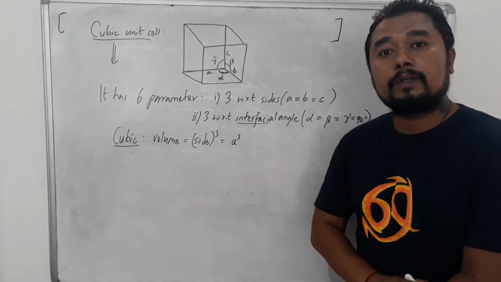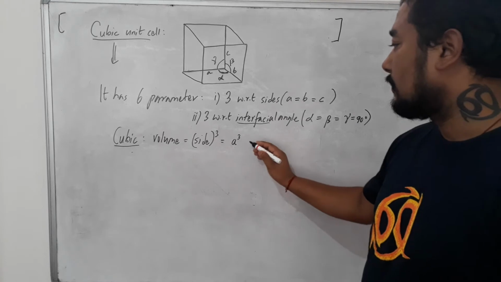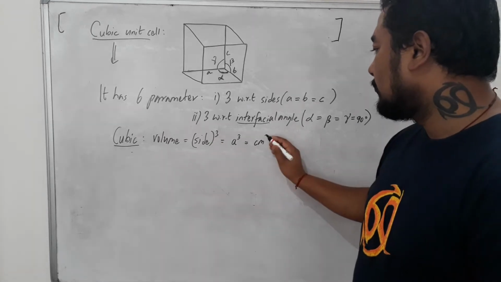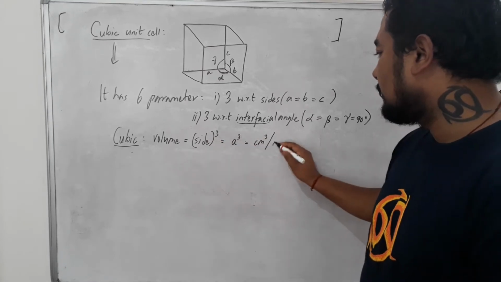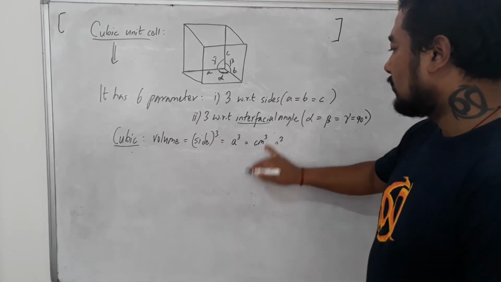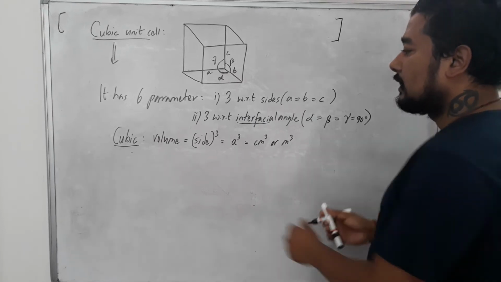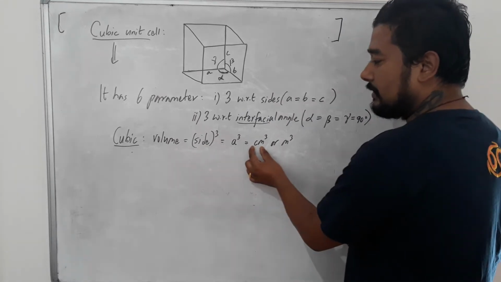So do remember, the cube volume formula is side cube, and here it is coming A cube, and the CGS unit of the side will be centimeter cube. In the SI unit, the unit will be meter cube. So in the CGS system the unit will be centimeter cube, in SI it will be meter cube. How? Side is a length, so if you put centimeter, it becomes centimeter cube in the CGS system.